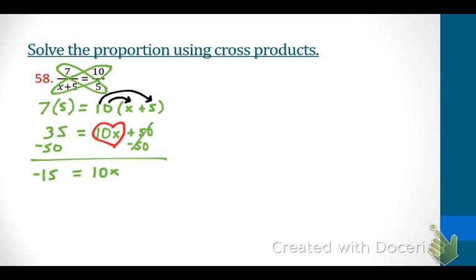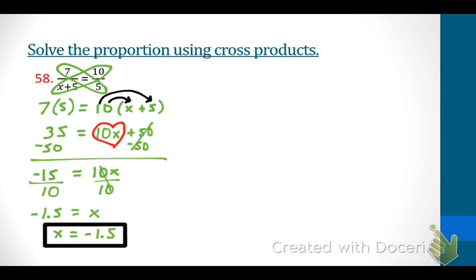Sierra, how do I get x by itself? Divide by 10 on both sides. This cancels out. And what's negative 15 divided by 10? Negative 1.5. We're going to put our variable on the left side. So x equals negative 1.5. And if you wanted to, you could take this right here, plug it into the x there, and you would figure out that it also equals the same thing as 10 over 5.